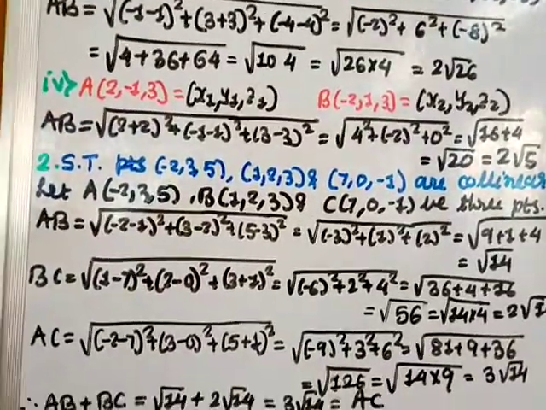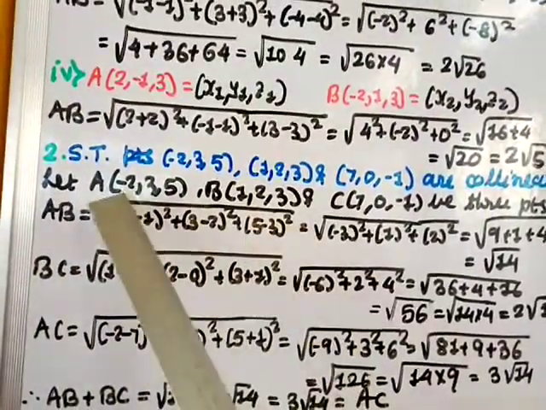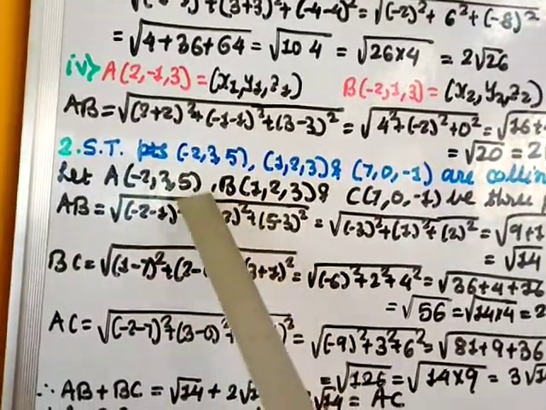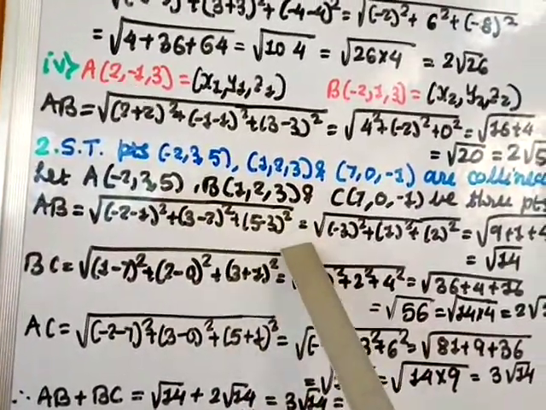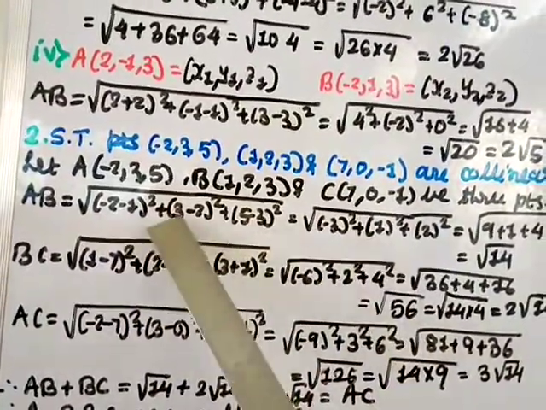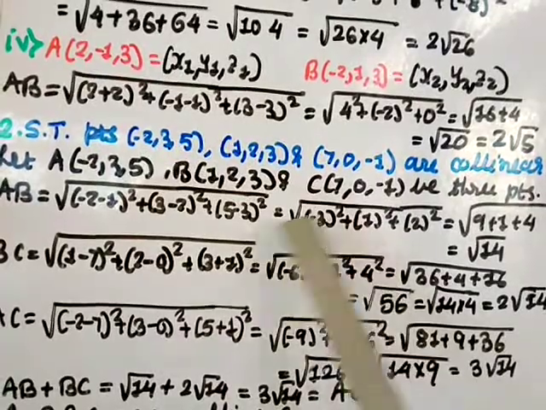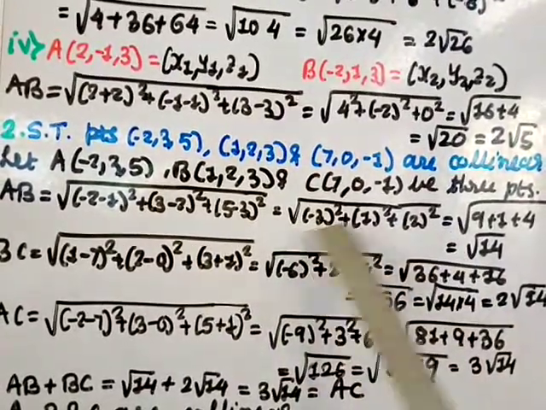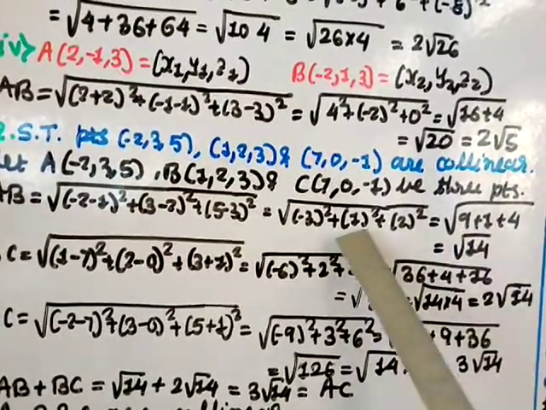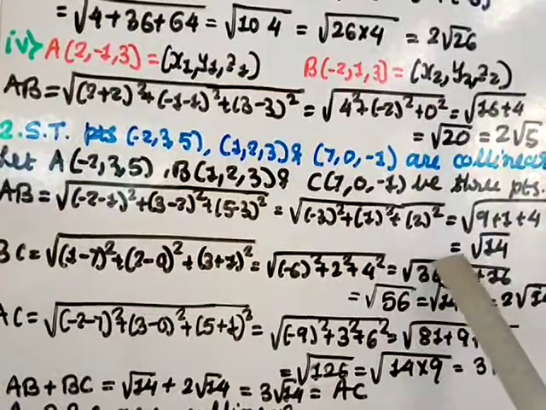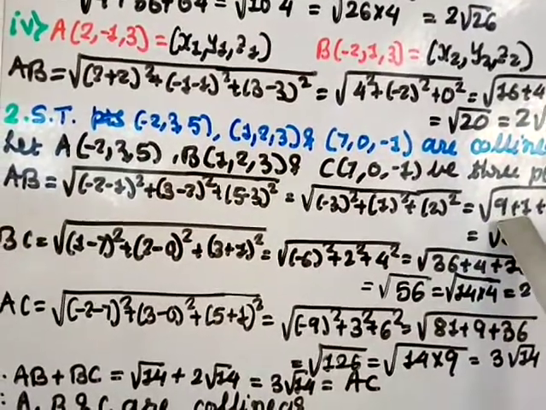Directly I am solving here. So AB equals the square root of (-2 - 1)² + (3 - 2)² + (5 - 3)², which equals the square root of (-3)² + 1² + 2². That is 9 + 1 + 4, which under the square root gives 14.